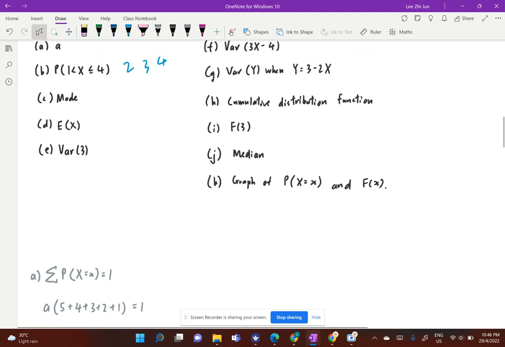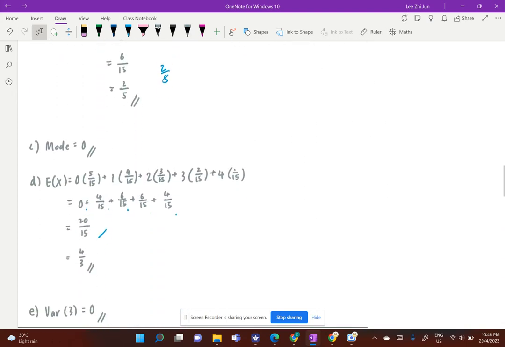So Var(3). Just now I said the properties: Var(3) has no X, so it will be 0.